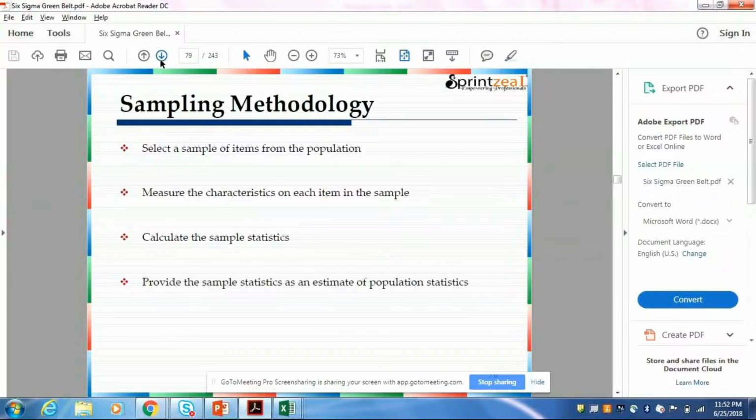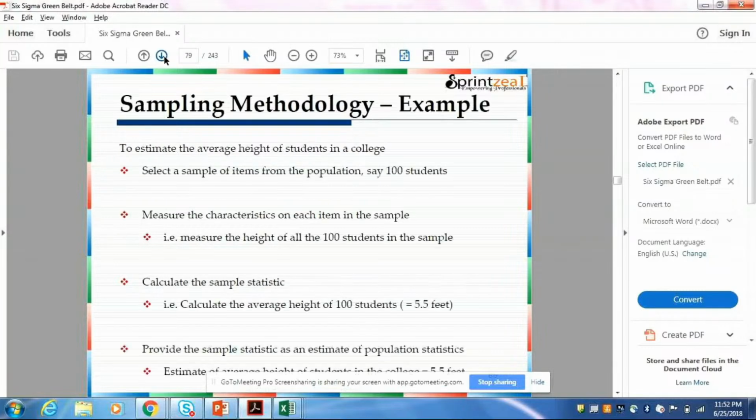What is the methodology of sampling? Pretty simple. You select a sample from the items, measure the characteristic, and calculate the sample statistics. We will understand how to calculate the sample statistics. How many samples we need to pick is something that we will check, and then provide the sample statistics as the estimation of population statistics. Now we'll get into a bit of statistics here.